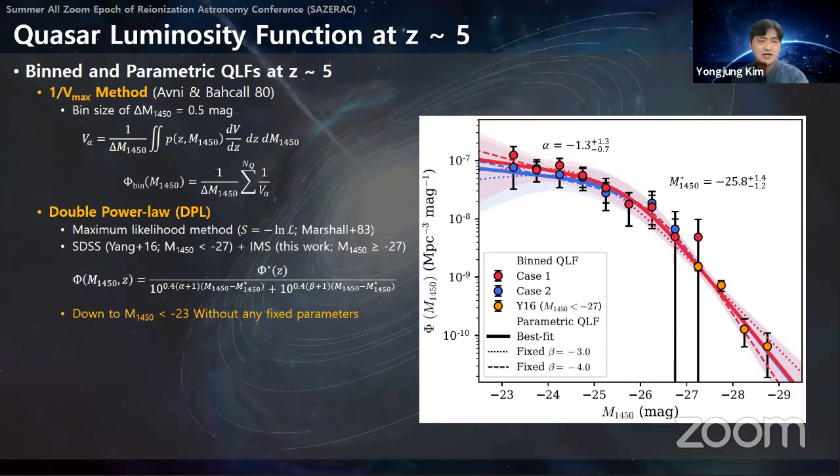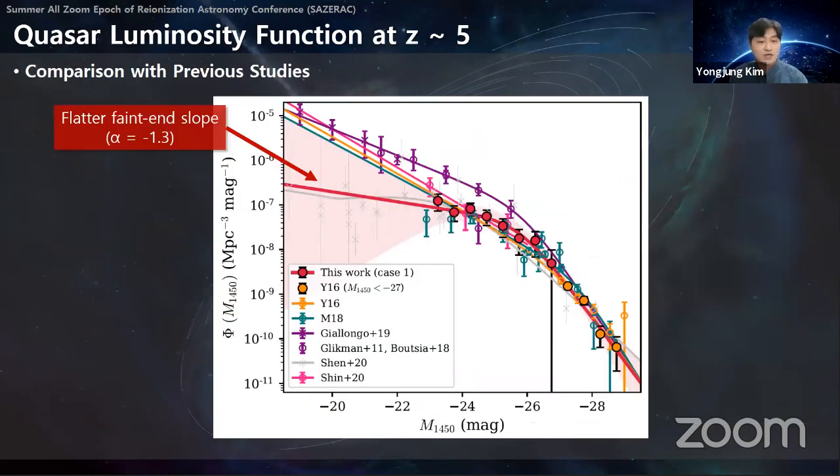And considering the high success rate of our medium band selection, as we published before, especially at the faint magnitudes, wide area surveying medium bands will allow us to estimate reliable QLFs at high redshifts, even without deep spectroscopic observations. When we compare our QLF with others, it shows a flatter faint slope of -1.3, as I mentioned, while the other studies suggested -2 something, as you can see in this figure.